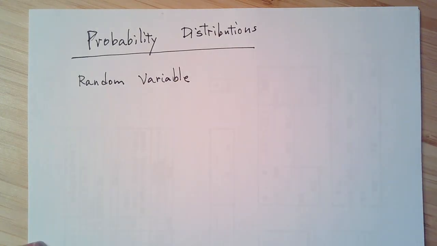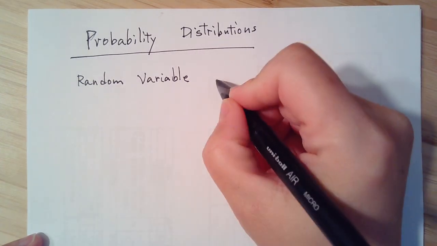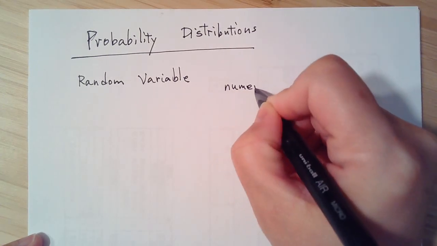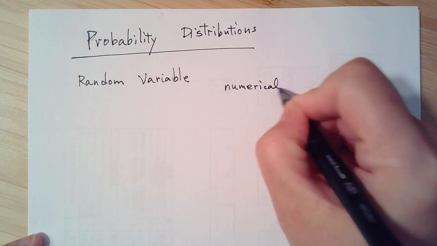And you learned in other math classes what a variable is, right? We use a letter to show it. Usually we use x, and here we also use x. And a random variable is a variable that has a single numerical value. That's the most important one, okay? Numerical value.